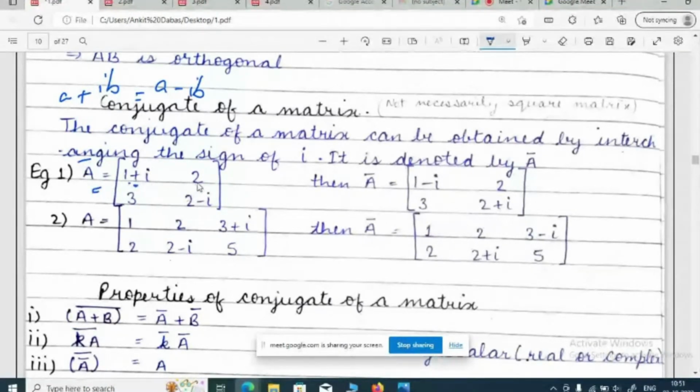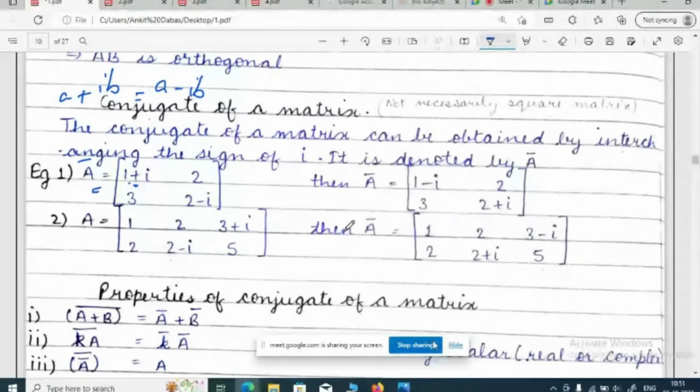This is a real number. It won't be affected. So 1 minus iota, 2, 3. This will change to 2 plus iota. And we can take conjugate of any rectangular matrix. It need not be a square matrix.